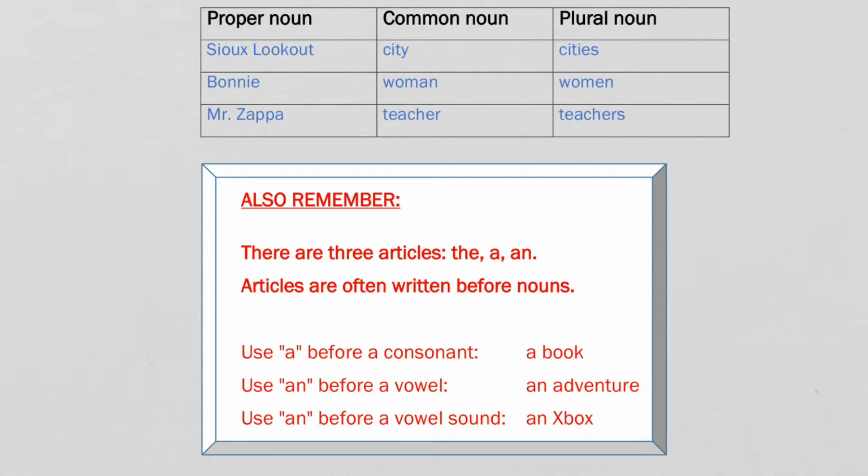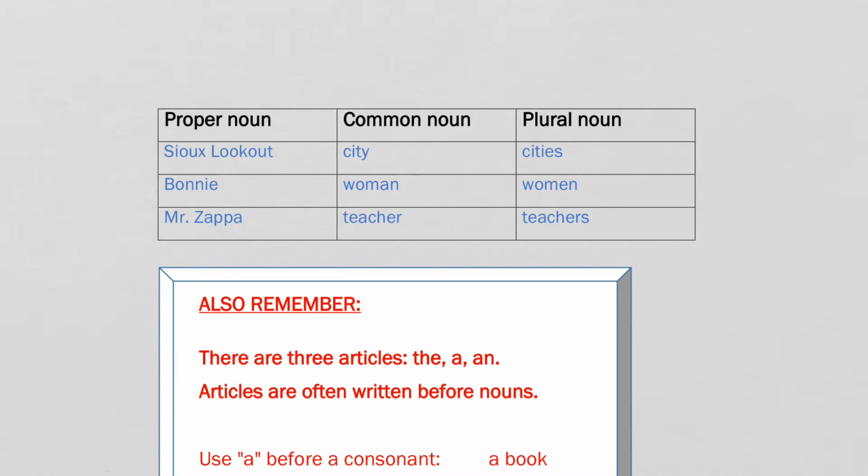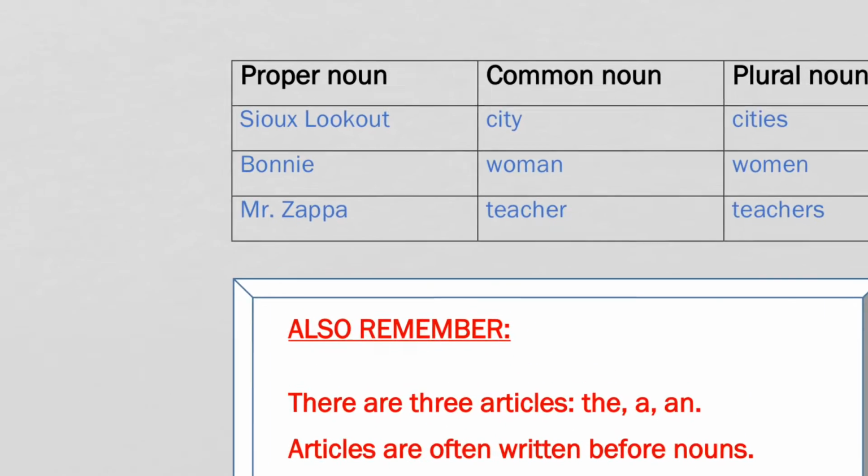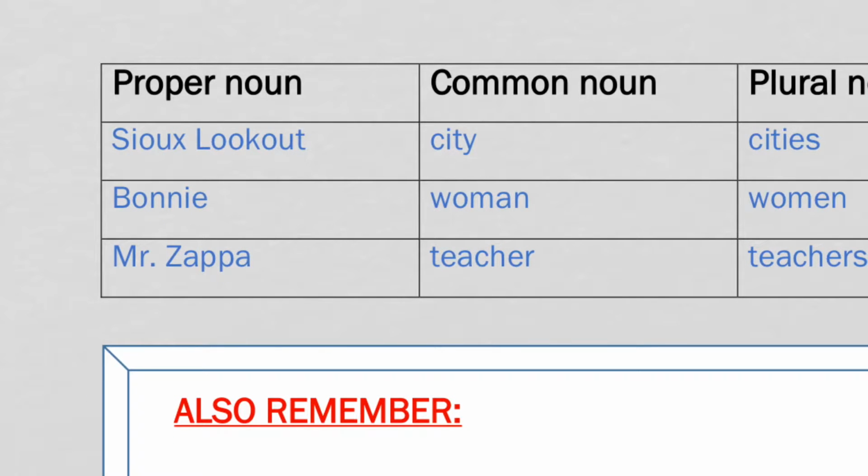I just wanted to make a quick chart with some examples of proper nouns, common nouns, and plural nouns, and remind you about articles. Let's start with this chart up here. Let's focus on that. Okay. Let's compare proper nouns with common nouns. So proper nouns are always going to be capitalized, and they're always going to be specific people, places, or things. For example, Sioux Lookout. You know, it's the full name. The S is capitalized and lookout is capitalized. Sioux Lookout. Another proper noun would be somebody's name, like here I've got Bonnie.